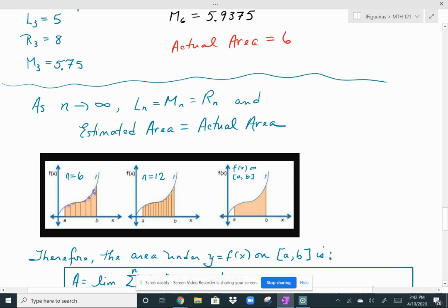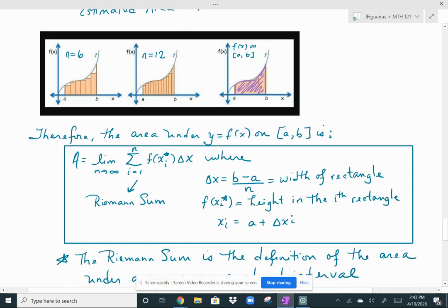But when I double that number, I have much less space that is not being computed. So the higher n becomes, the less space you're losing or over counting when you are computing your area. As n approaches infinity, you're actually filling in the whole curve the way you see here, and you get the entire area. Okay, so let's use that concept and learn some new notation.